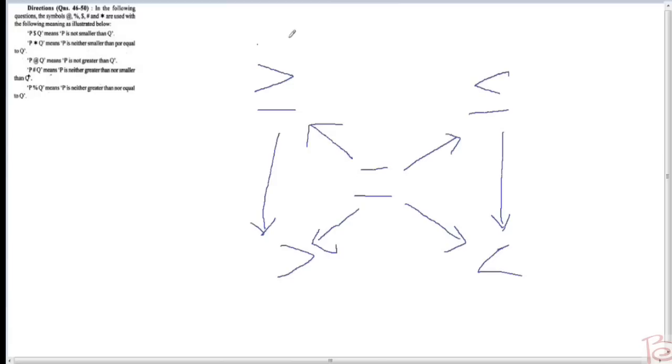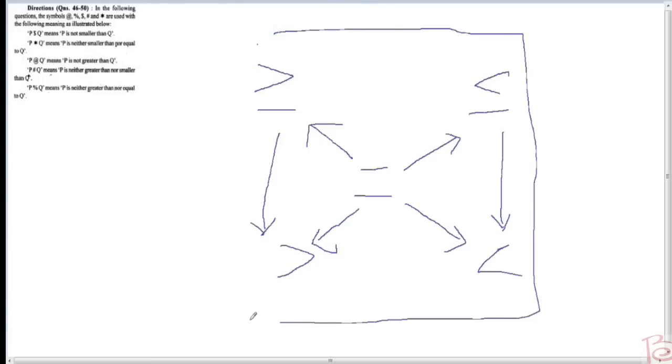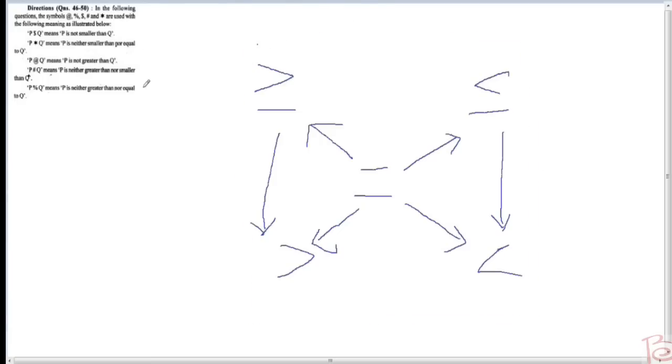Okay, so first you have to be clear with this diagram. If you are clear with this diagram, then the following steps will be extremely easy. Now after drawing this diagram, the next step would be to read the statement, read the information which is given.